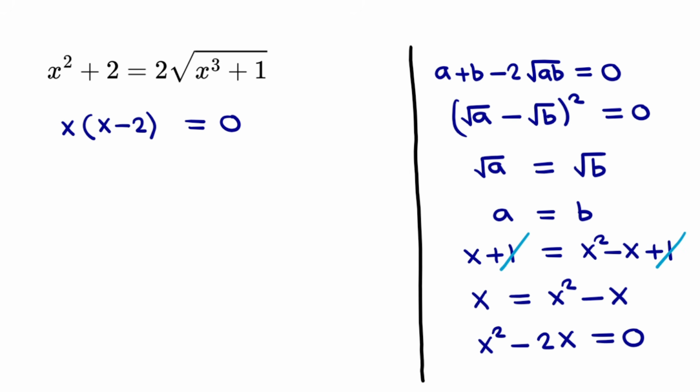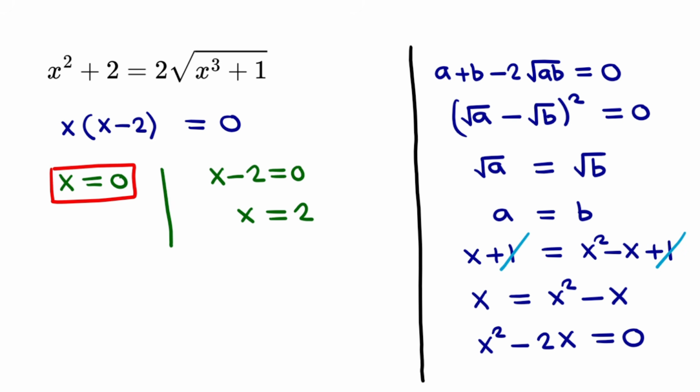So there are two possible solutions. Either x equals 0 or x minus 2 equals 0, which means x equals 2. Therefore, the exact solutions are x equals 0 and x equals 2. What looked like a complicated square root equation turned into a beautifully simple problem with just one clever substitution.